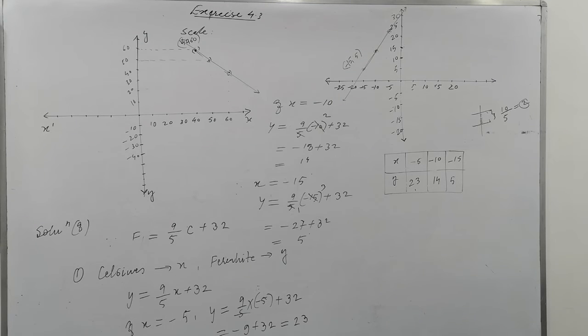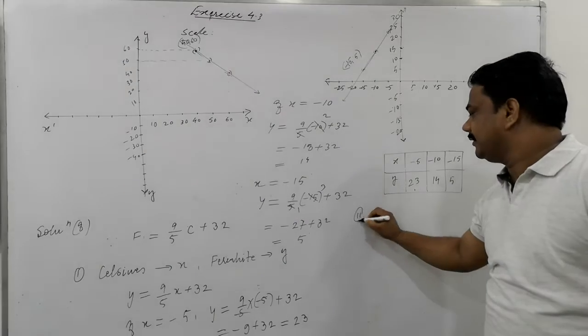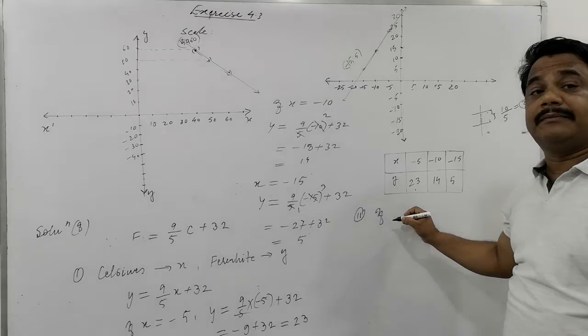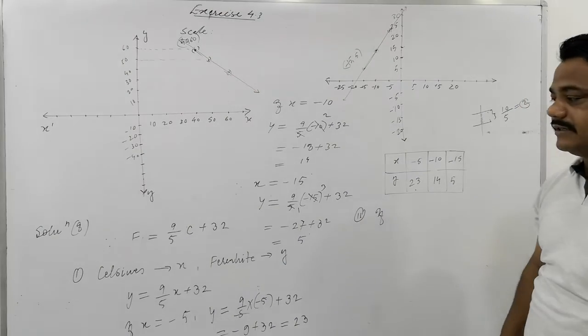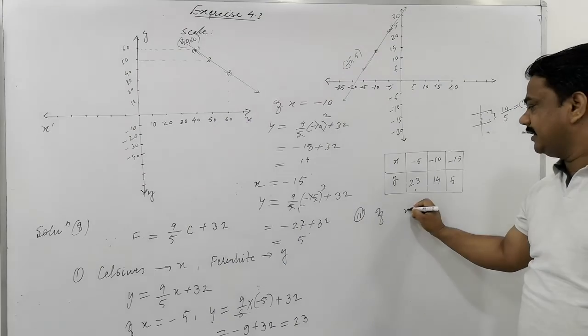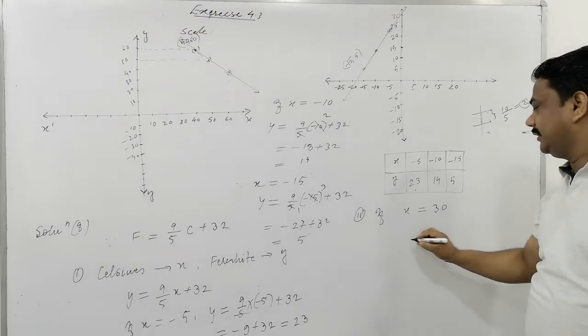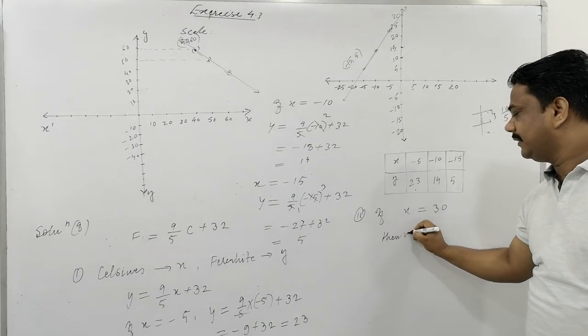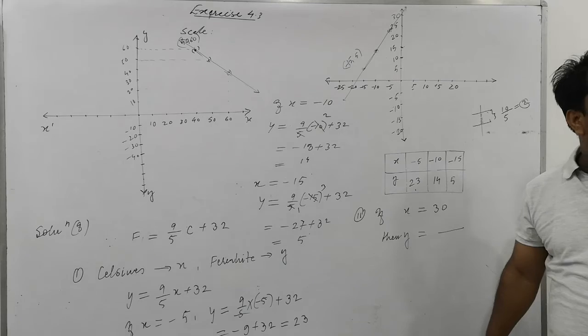So the first question we have completed. We have drawn the graph of that. The second question is saying: if the temperature is 30 degrees Celsius, what is the corresponding temperature in Fahrenheit? Suppose the degrees Celsius is x. So x is equal to 30. Then what is y? Can you find y? Yes, by solving you will find y.